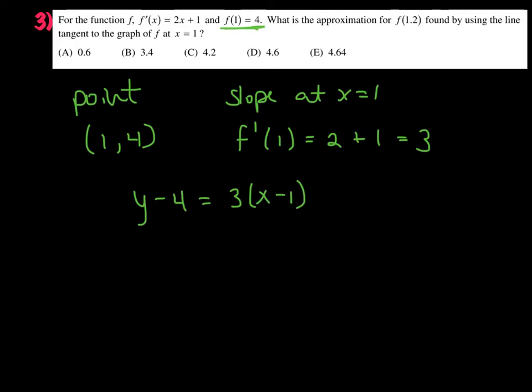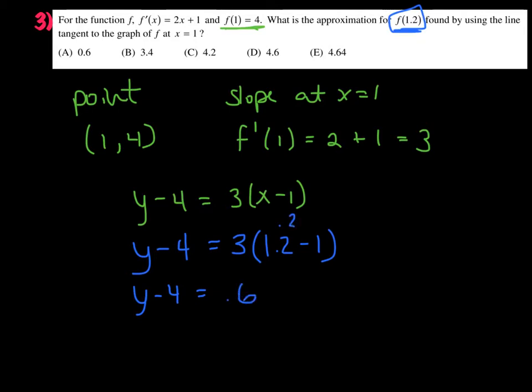And then all we're doing now for the approximation, we're just going to go ahead and plug in the 1.2 for x. So y minus 4 is equal to 3 times 1.2 minus 1. So that would be y minus 4 is equal to, let's see, that's 0.2. 3 times 0.2 is 0.6. Add over 4, so y is equal to 4.6. So our approximation here is choice D, 4.6.